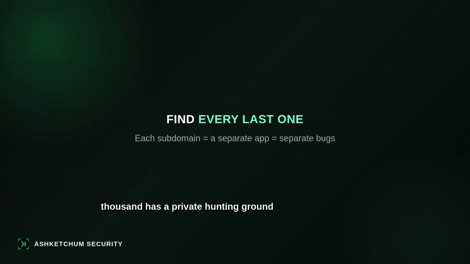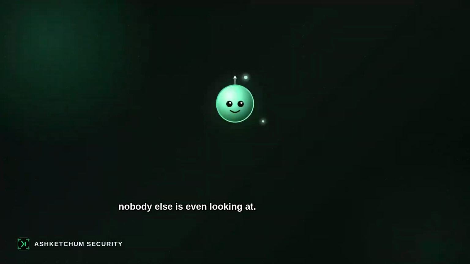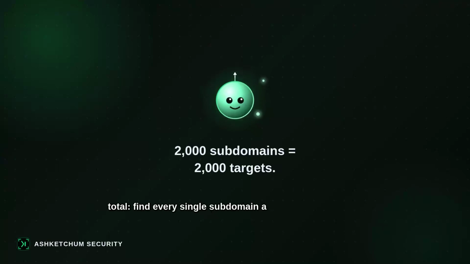The one who finds 2000 has a private hunting ground nobody else is even looking at. So our goal is simple and total: find every single subdomain a target has. Let's go get all of them.